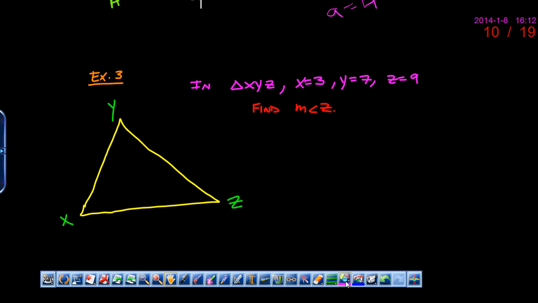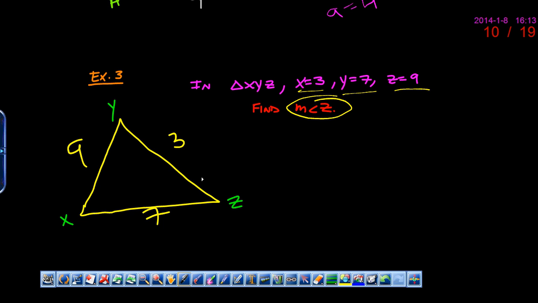This tells us a lot of cool info. It says that x is 3, y is 7, z is 9, but we don't have any angles. So that's what we're trying to find, the measure of angle z. Well, we don't know which side's x, which side's y, or which side's z. The cool thing about triangles is that the side opposite the angle x is x, the one opposite the angle y is side y, and likewise for z. So that means x in this case is 3 here, this one's 7, and this one is 9.